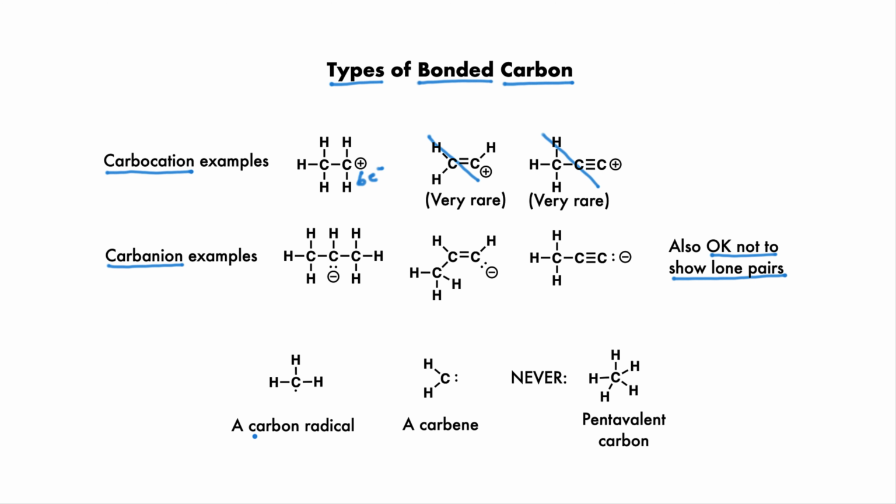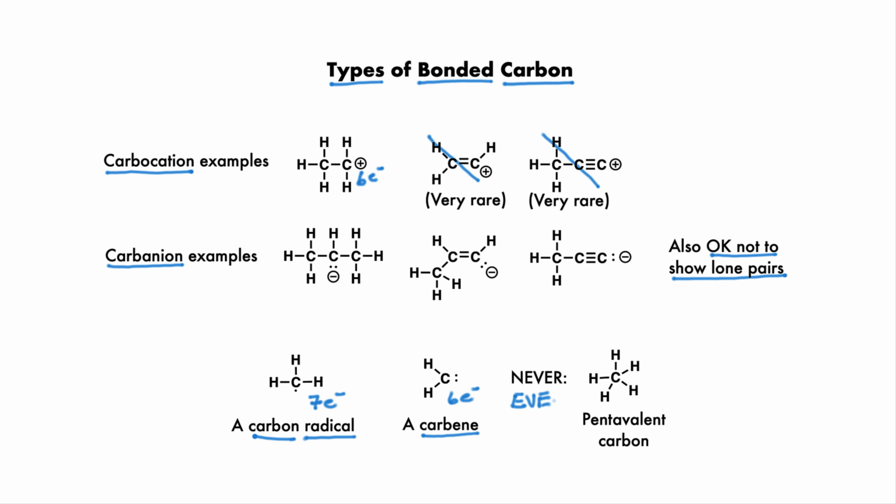There are 2 other forms of neutral but very reactive carbon. The carbon radical has 7 valence electrons and is reactive because it would like its full octet. The carbene has 6 electrons in the form of 2 bonds and 1 lone pair. It is also very reactive because it would like to achieve its octet.